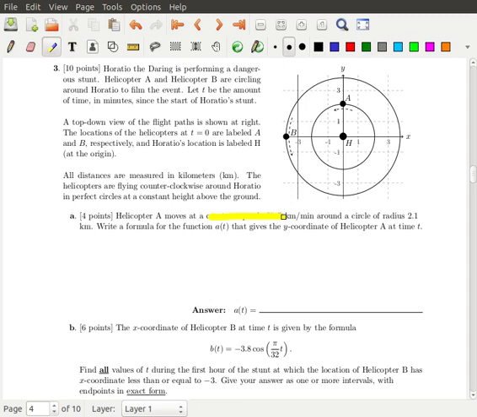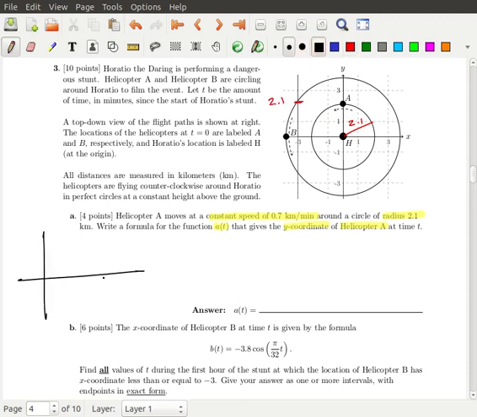It's moving at a constant speed. This is the radius 2.1. And then we want a formula for a function a of t that gives the y coordinate of helicopter A. So let's think through, as a thought experiment, what's happening to the y coordinate of helicopter A. So it starts off and it's up here, right? Here's the starting y coordinate. And based off this radius being 2.1, I'm going to do this in a different color just so it pops a little better. 2.1. So this height initially, this y coordinate is initially 2.1.